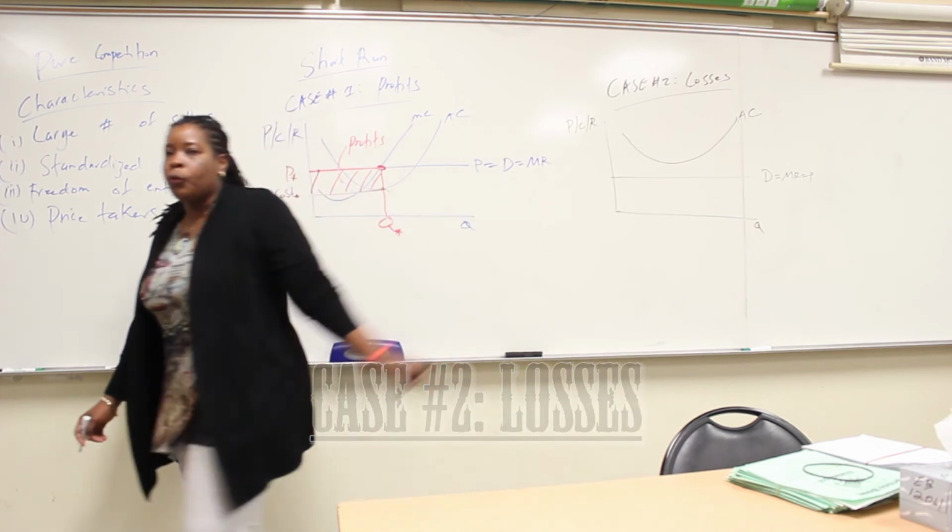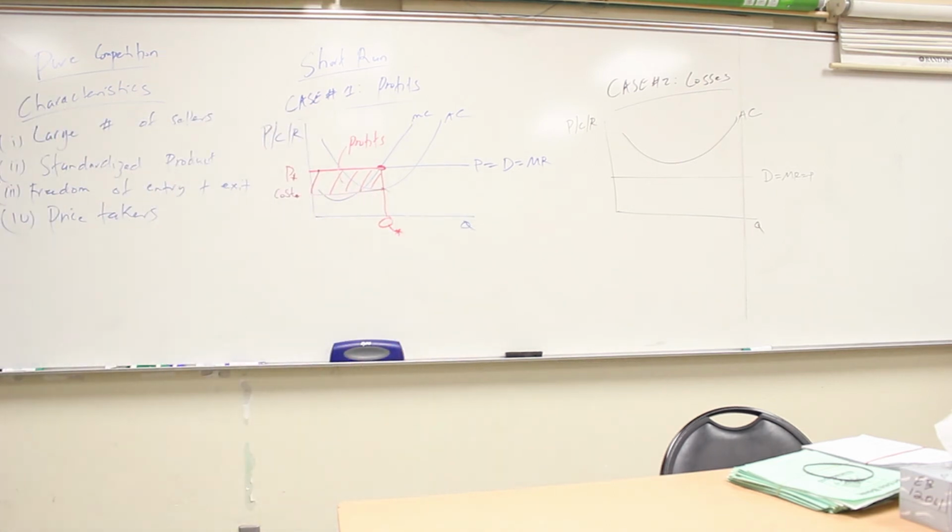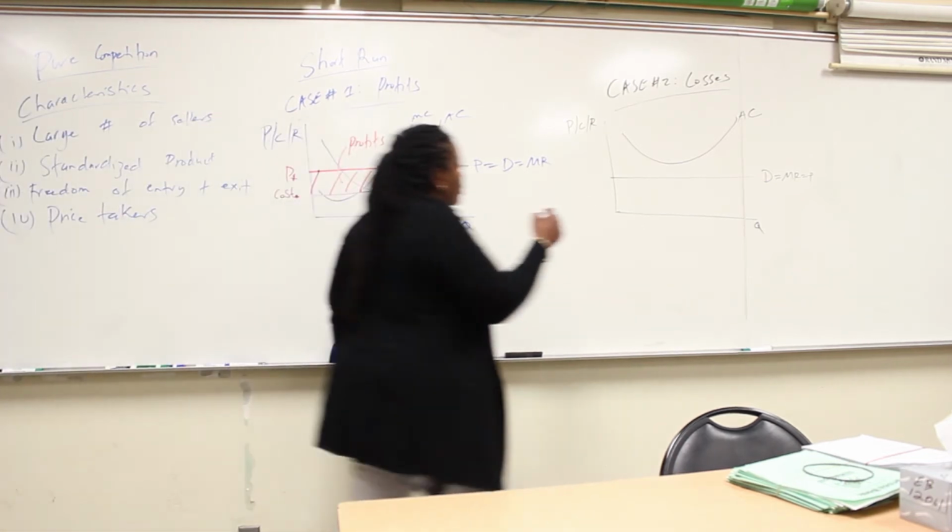This is very useful when you're reading your multiple choice questions. You see the AC sitting below, you know the answer will have to do with a profit. You see the AC sitting above, you know the answer will have to do with losses. What am I missing? MC. Good. The MC. Get that in there.